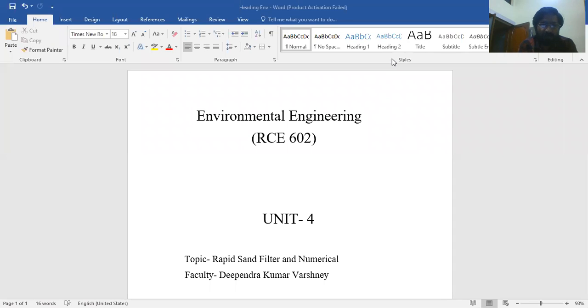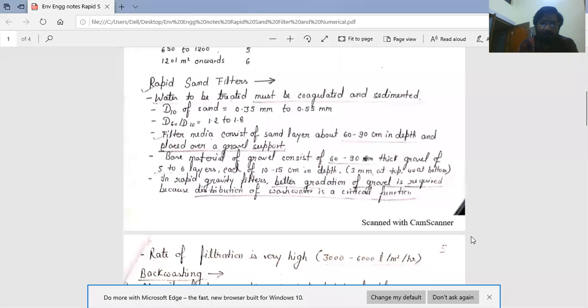Topic is rapid sand filter and numerical on rapid sand filter. Rapid sand filter. In a rapid sand filter, the first condition is that the water to be treated must be coagulated and sedimented. Sedimentation is added with coagulation. After that, water enters the rapid sand filter.